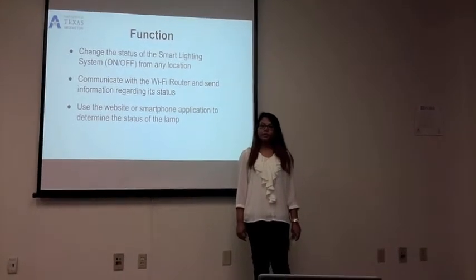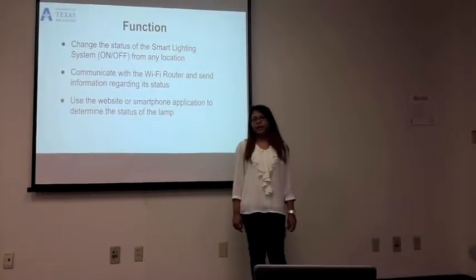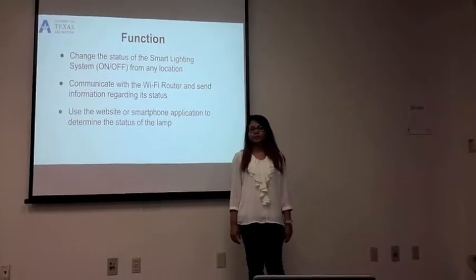Using the cell phone application and the website, the user should be able to determine if the smart light is already turned on or off. And based on that, they can decide whether or not they wish to change the status.